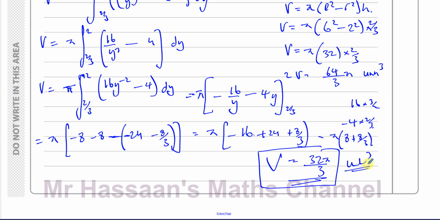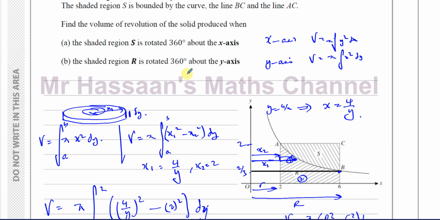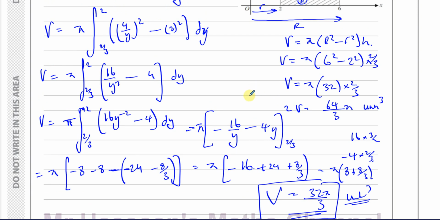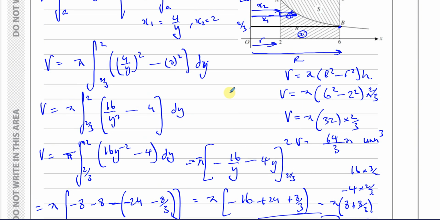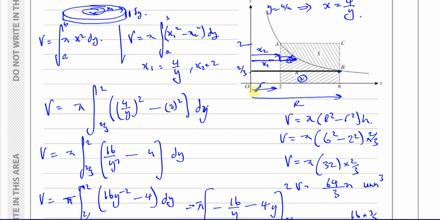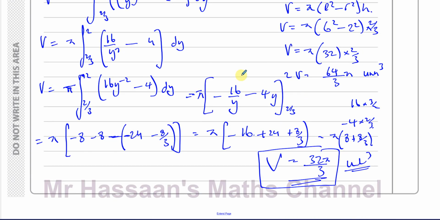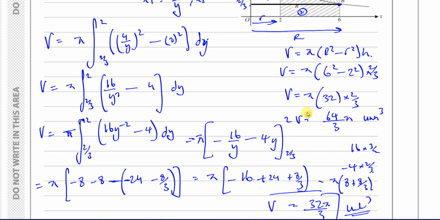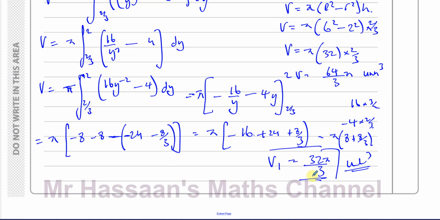Units cubed. Okay, so that's one way of getting the answer to this question. We end up with 32 over 3 pi cubed units. Okay, sorry, that's not the end, of course. That's the volume of just that section. We haven't finished yet. Don't get too excited, right? That's the volume of that section, which we have labeled as part 1. After we rotate it around, that's the volume of part 1.